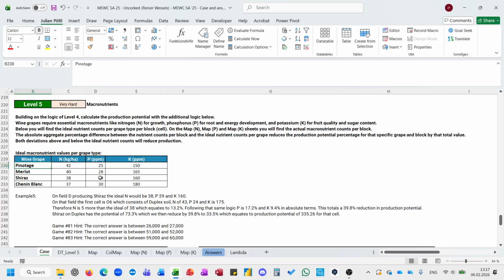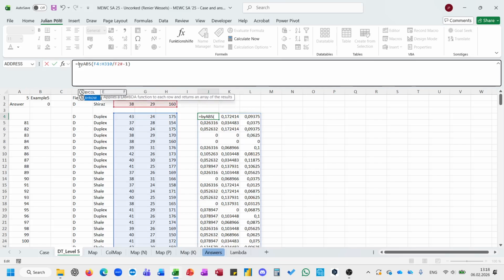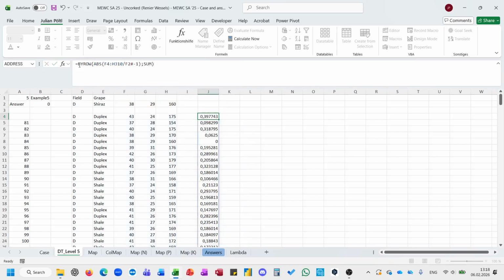On duplex as a potential reduced. Okay. Now it makes sense. It's quite easy. Then SUM.